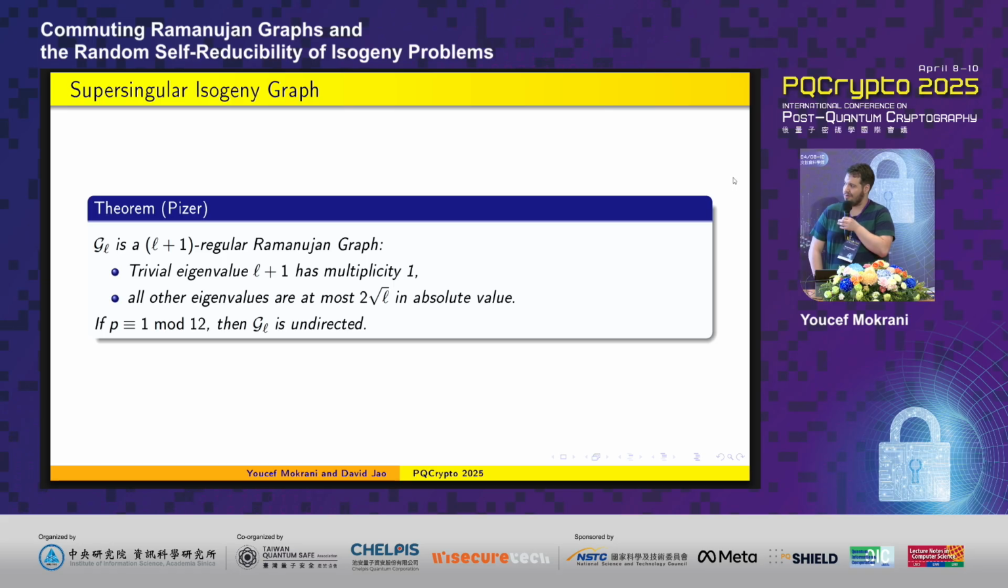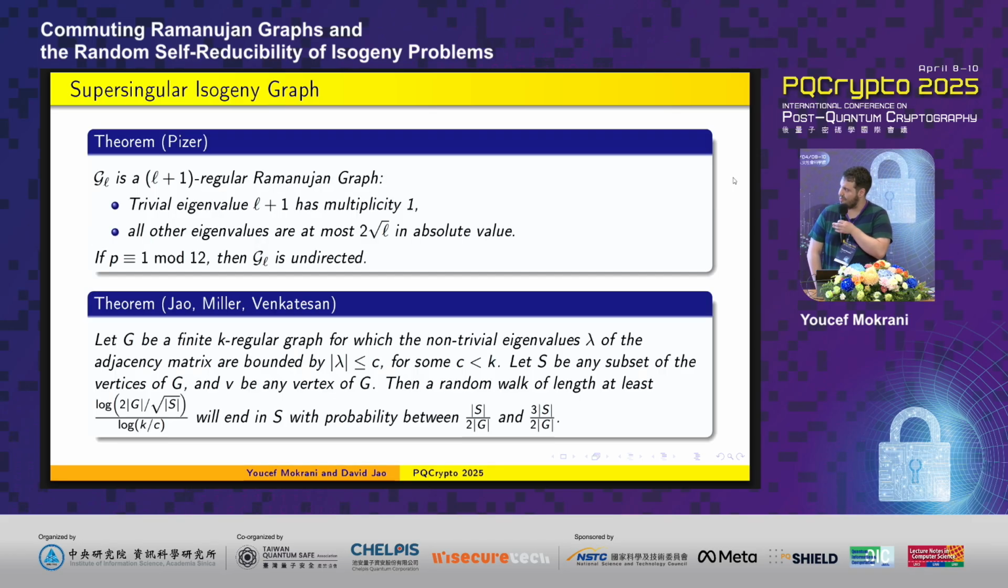The reason we care about supersingular isogeny graphs is that there's this old theorem by Pizer that these graphs are Ramanujan, which just means that you have an upper bound on the eigenvalues of this graph. And also, if p is congruent to 1 mod 12, your graph is undirected. This will be important for our results later. If p is not congruent to 1 mod 12, you might have 1 or 2 curves in the entire graph that cause issues.